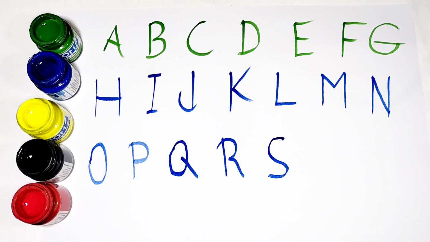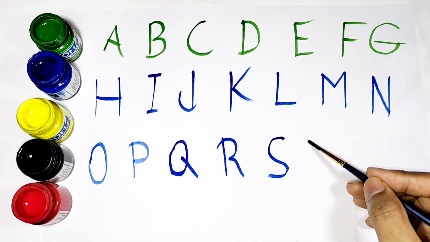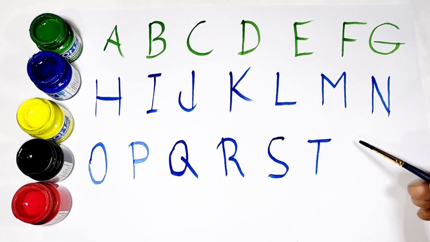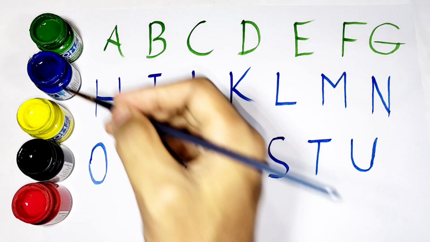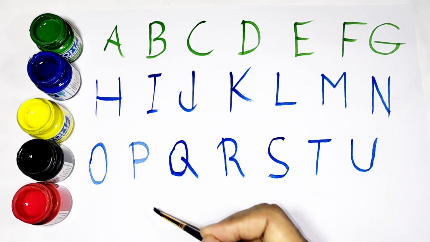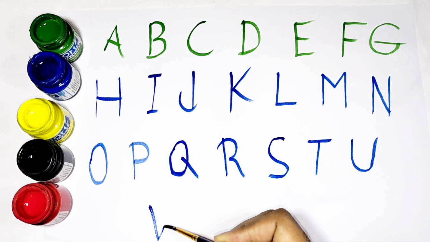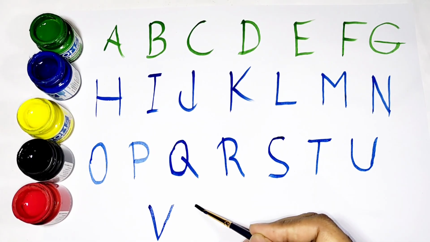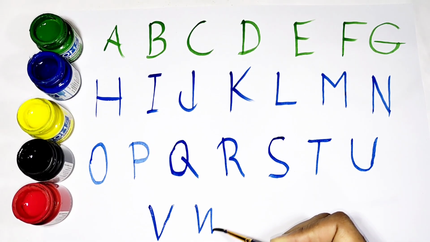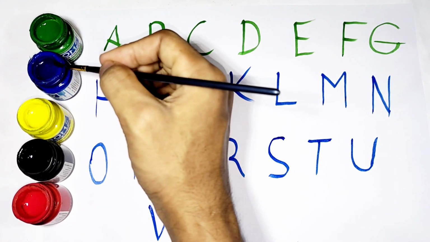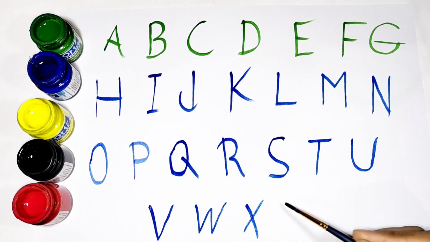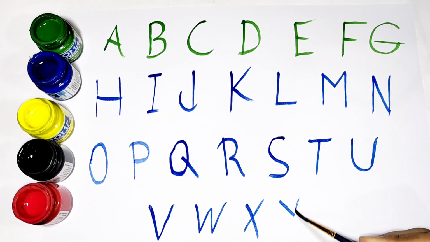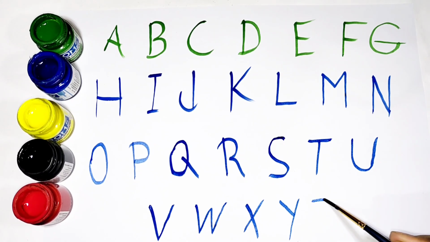Now we draw the alphabet of T. T for tiger. And the next one is U. U for umbrella. Now we draw the alphabet of V. V for van. The next one is W. Now we draw X. X for Xmas tree. The next one is Y. And the last one is Z.